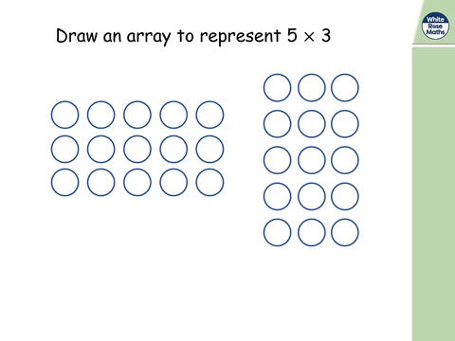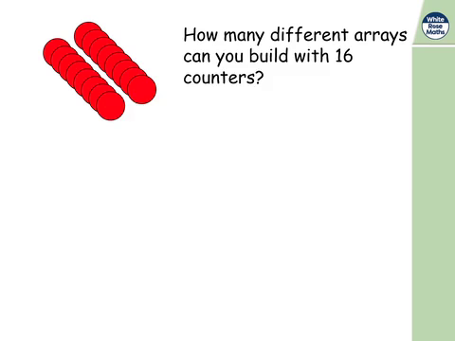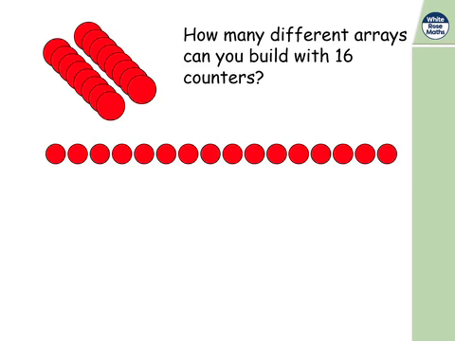Both are brilliant arrays. If you had 16 counters, maybe you've got 16 counters now, or 16 small objects. How many different arrays can you build with them? Pause the video to have a think. Did you start with 1 row in your array? 1 row of 16? And we know that this could be 1 column, couldn't it? 1 column of 16. And we can represent this with 1 times 16, or 16 times 1.